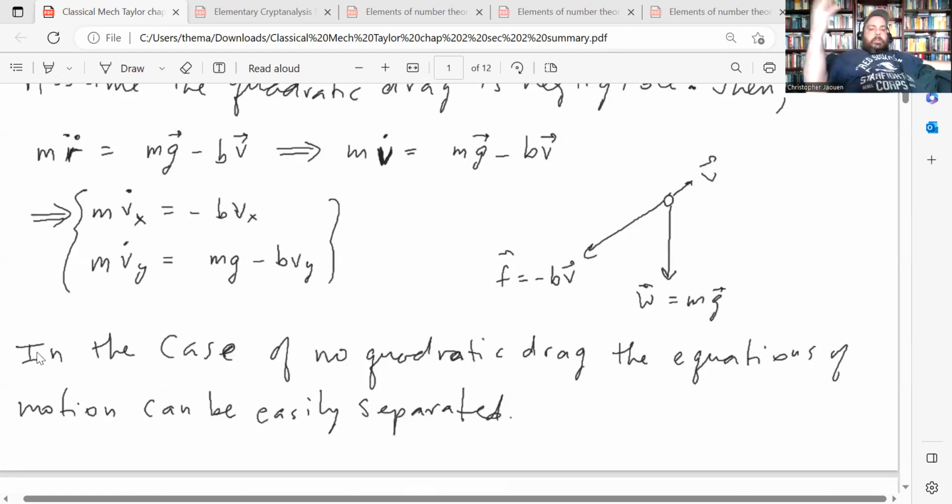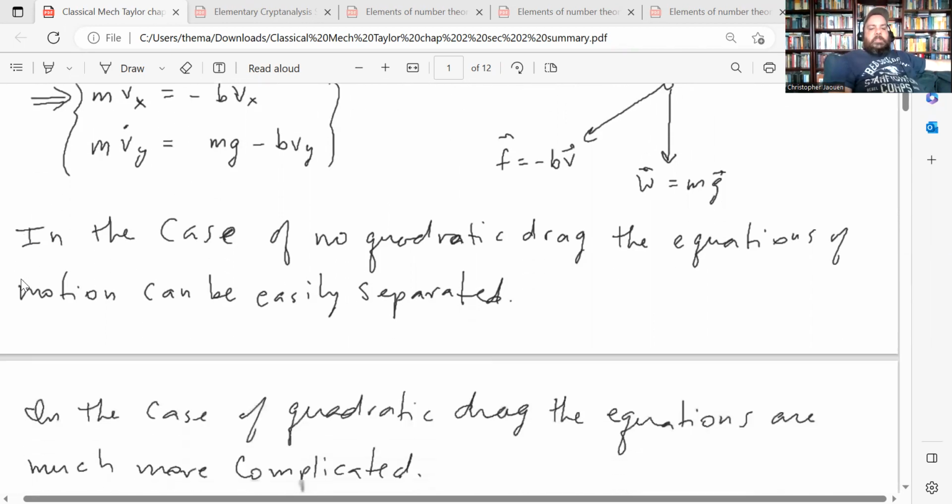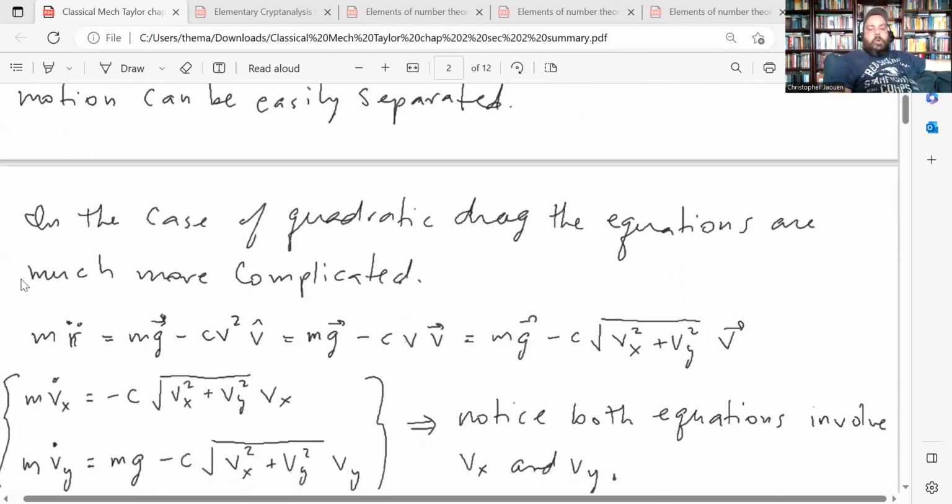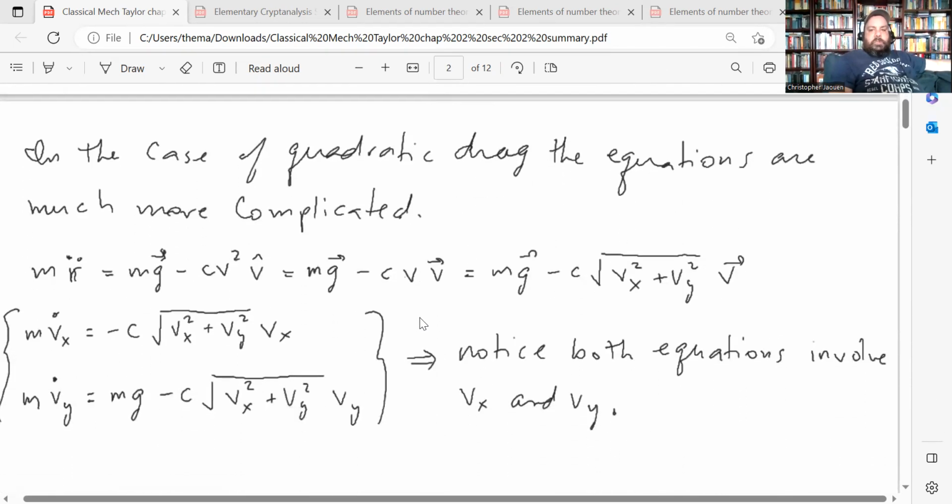Okay, like I said, one of the nice things is that in the case of negligible quadratic drag, in other words, where we're just dealing with linear drag, or even if you're ignoring the drag forces entirely, the equations separate nicely like this, so they're easy to solve. That doesn't happen if you have to consider quadratic drag. So just showing you why that is down here.